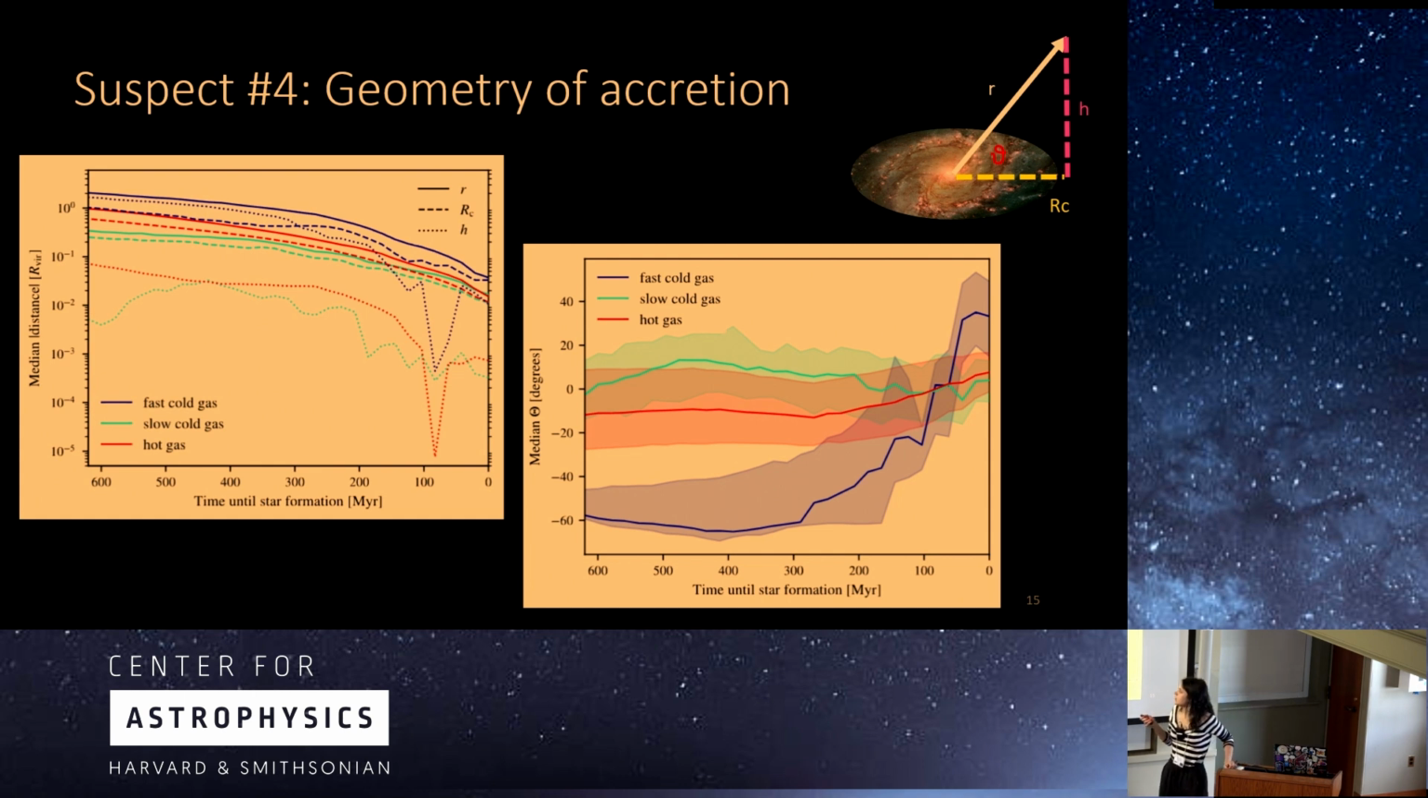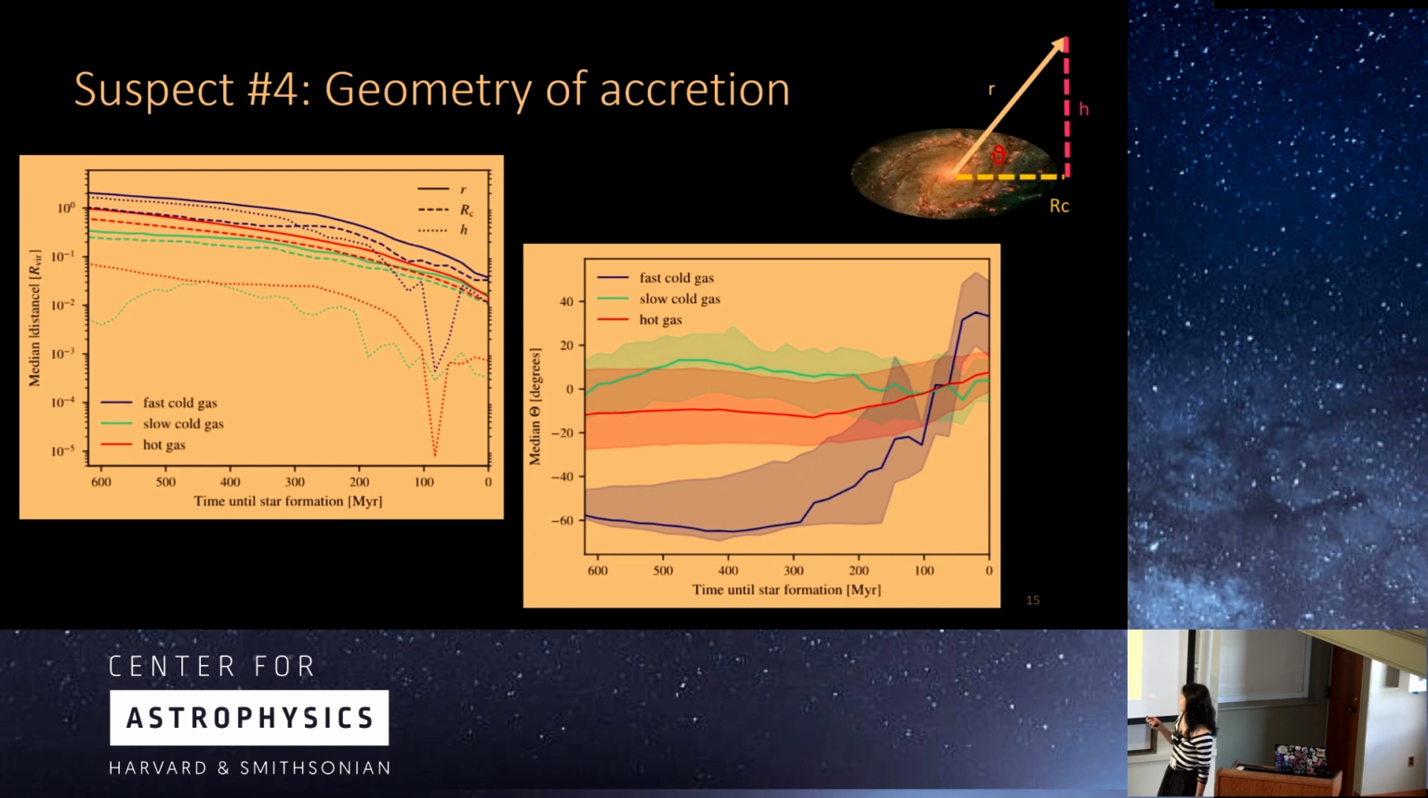And so what you can see immediately is that when we go up to 600 million years before star formation, the fast cold gas is at much larger distances away from the galactic center, and then it gets to the center very quickly. Whereas at the same time, the slow cold gas is already much closer to the disk, even closer than hot gas, but it just sits there. And it just slowly gets to the center because it is stuck in this orbiting, messy, turbulent, donut-shaped thing.